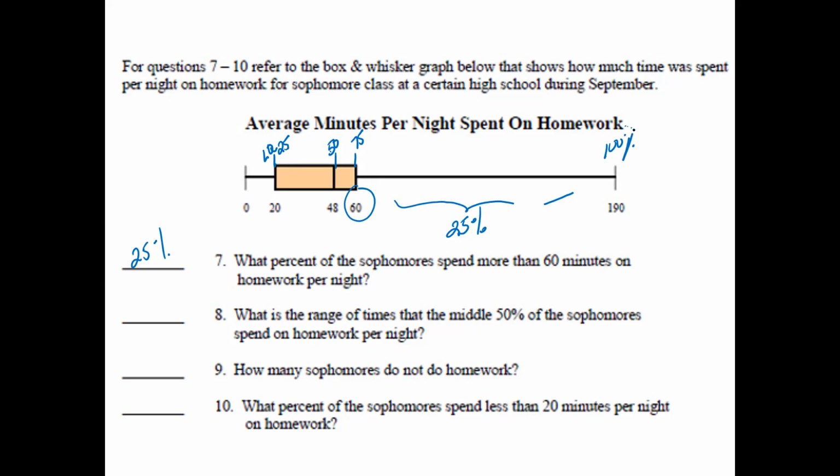Number 8, what is the range of time that the middle 50% of the sophomores spent on their homework per night? So the range of this, the middle 50%, so that's 48. Oh, I'm sorry, excuse me. Middle 50, so 60 minus 20, so that's going to be 40 minutes.